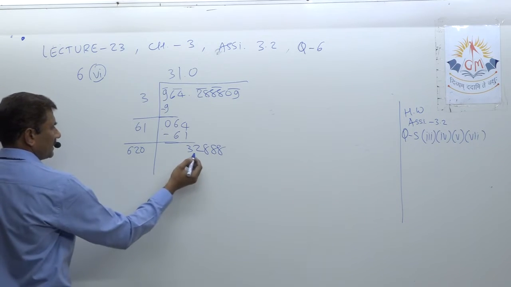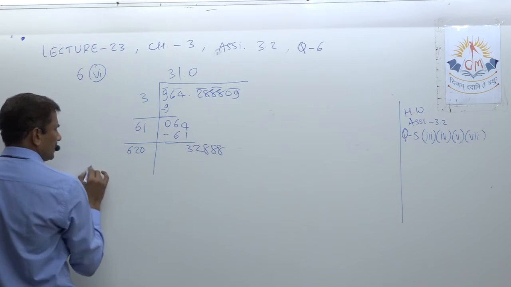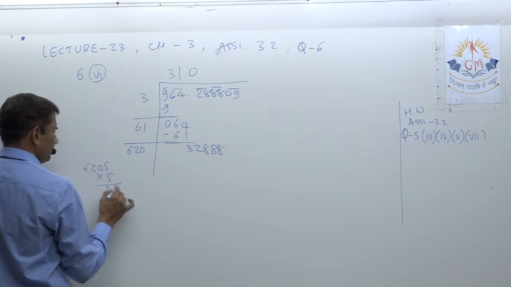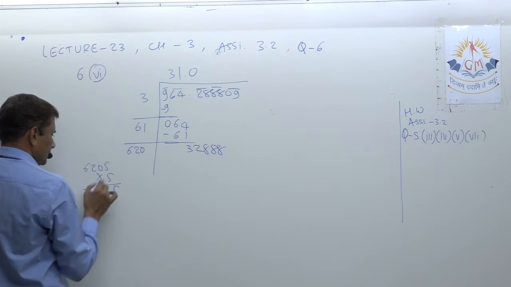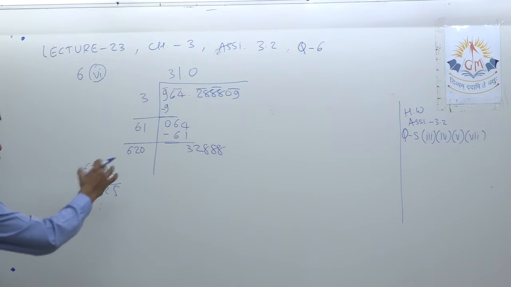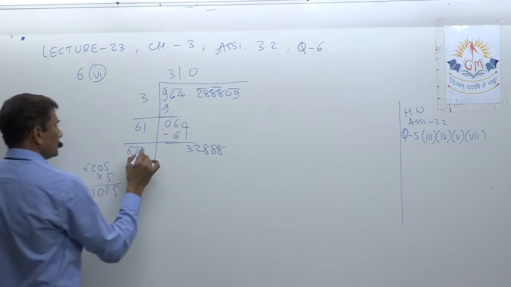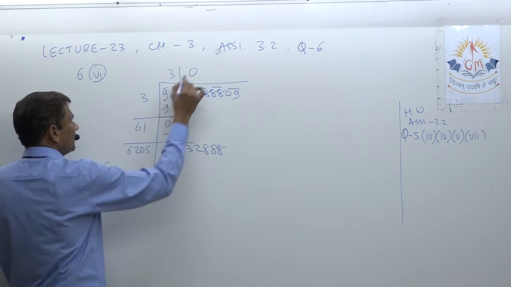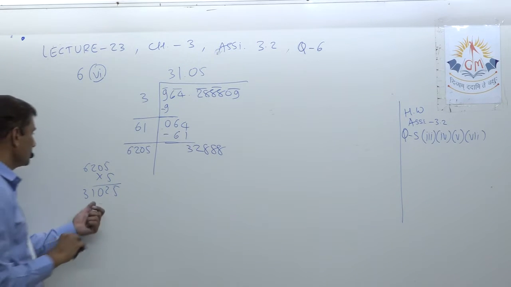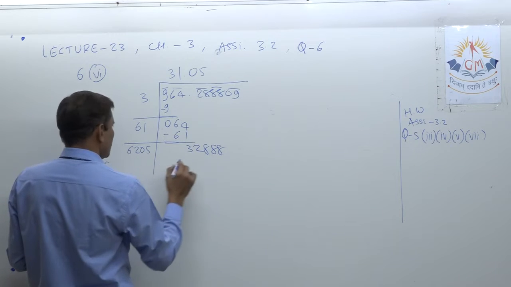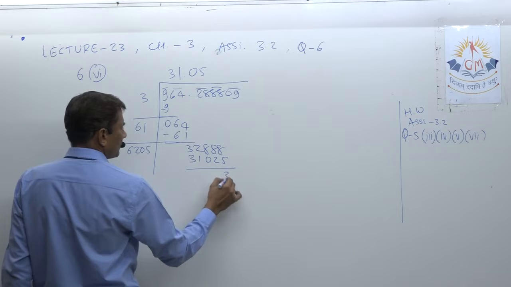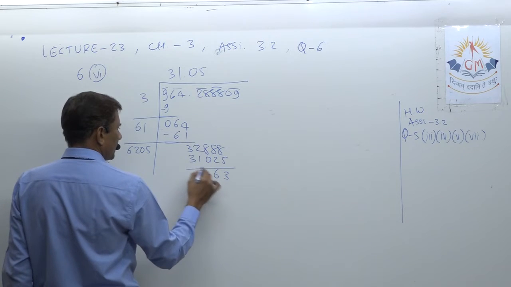Suppose 6 5s are 30, it may be there. So try 6205 into 5. How much? Try 25. 5 2s are 10. 6 5s are 30 plus 1 is 31. So we reached very close to that number. Just write 5 here and there also. So 6205 into 5 is 31025. 8 minus 5 is 3, 8 minus 2 is 6, 8 and 1.